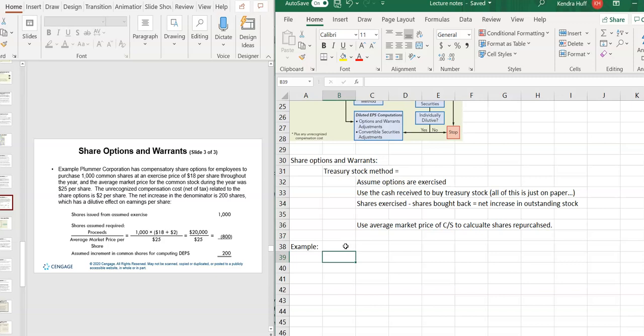The unrecognized compensation cost related to share options is $2 per share. The net increase in the denominator is 200 shares, which has a dilutive effect on earnings per share. Okay, well, let me see.